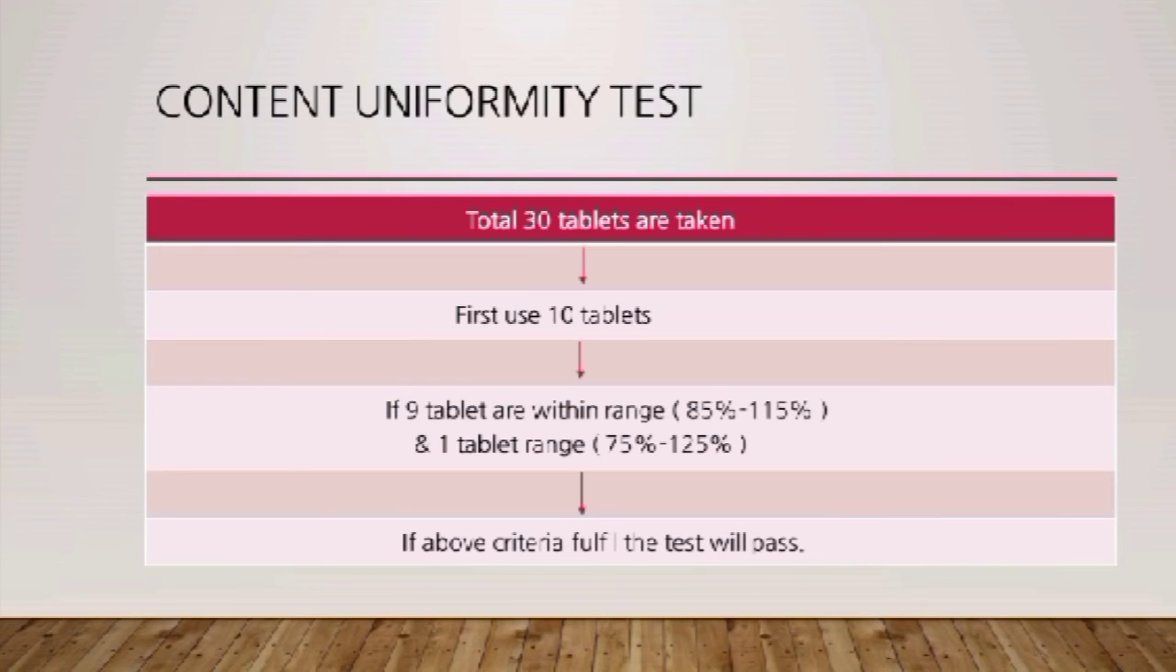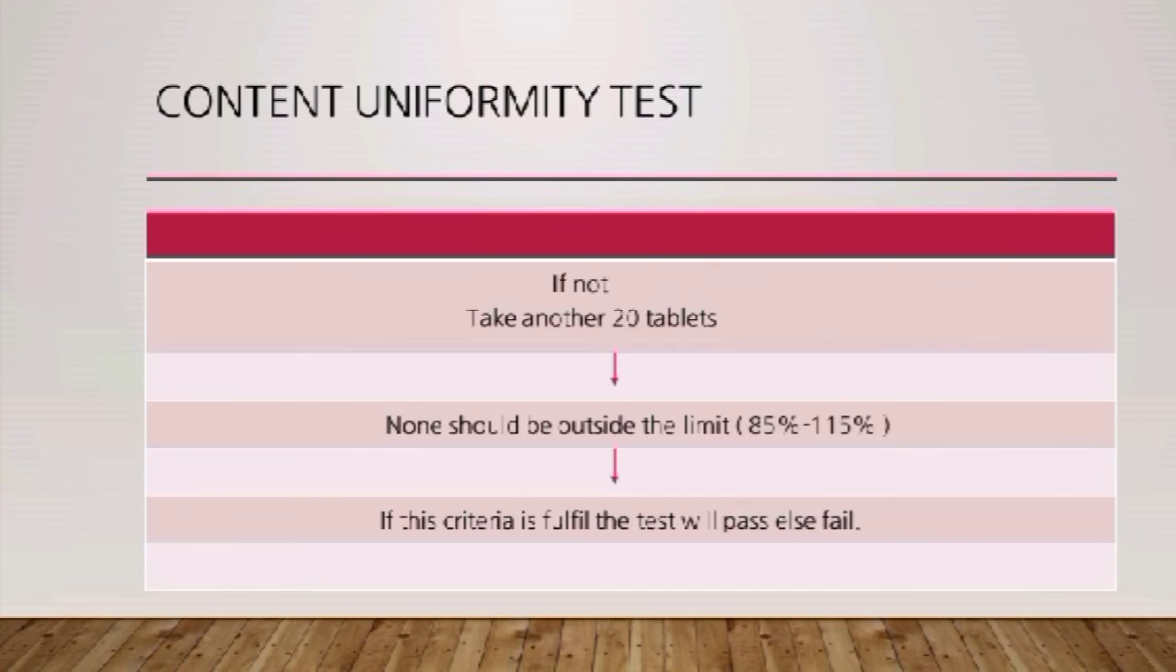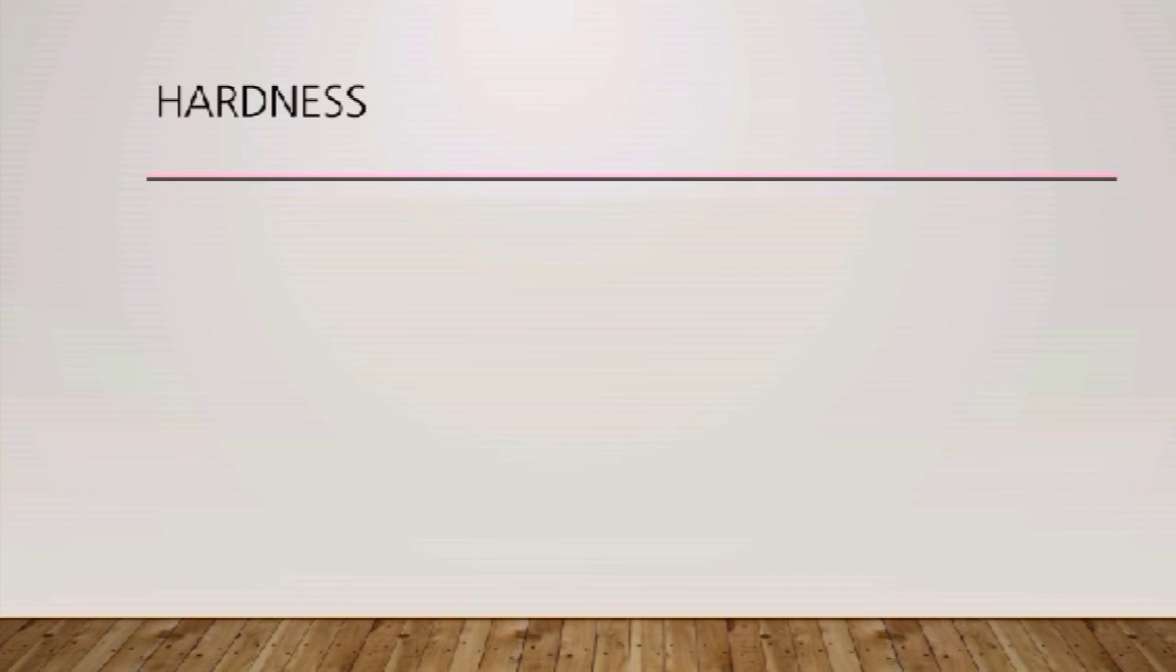How to do the content uniformity test? Take 30 tablets, out of which first use 10 tablets. Out of 10 tablets, if 9 tablets are within the range of 85% to 115% and 1 tablet ranges from 75% to 125%, then the test will pass. Or else go for another 20 tablets, and none should be outside the limit, that is 85 to 115%. If this criteria is fulfilled, the test will pass, or else fail.